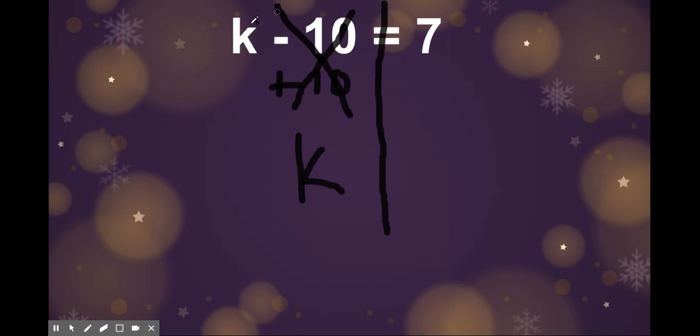If I added 10 to my left side, I have to add 10 to my right side. 7 plus 10 gives me 17. K is equal to 17. Again, if I want to check this, instead of k, I substitute the 17. 17 minus 10 is equal to 7, so I know I am correct.